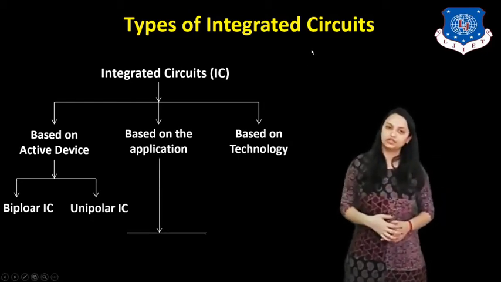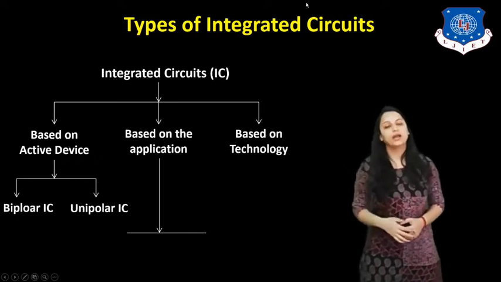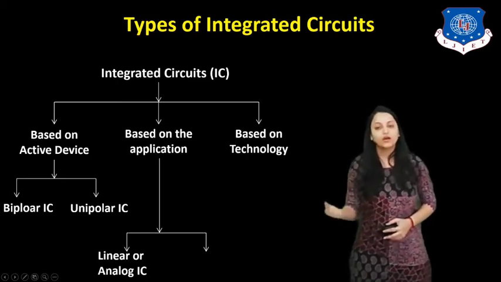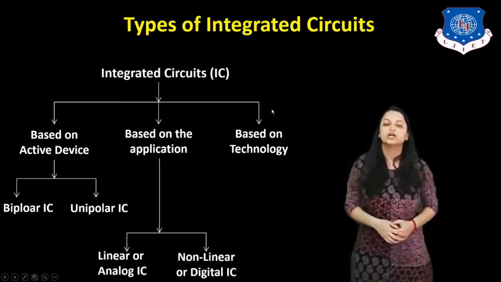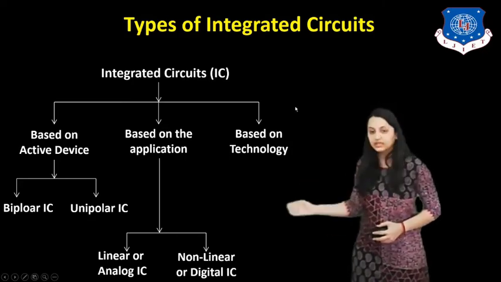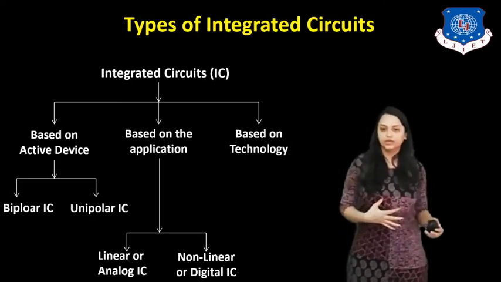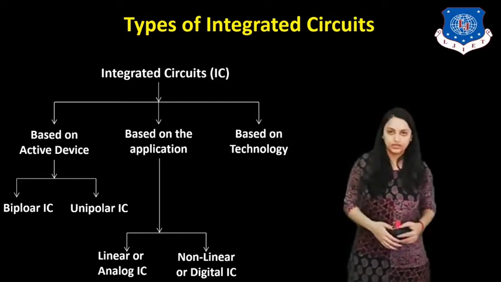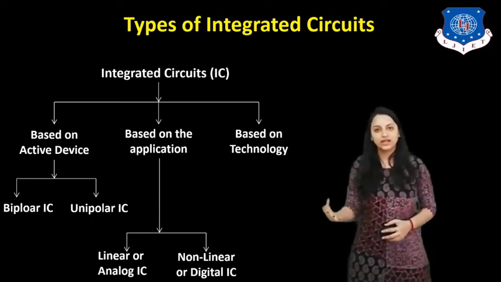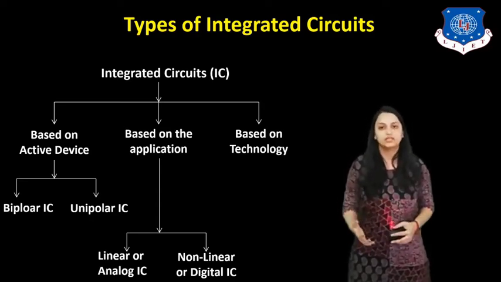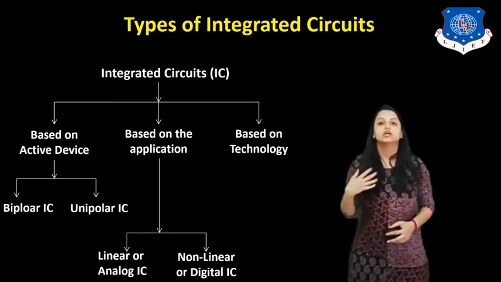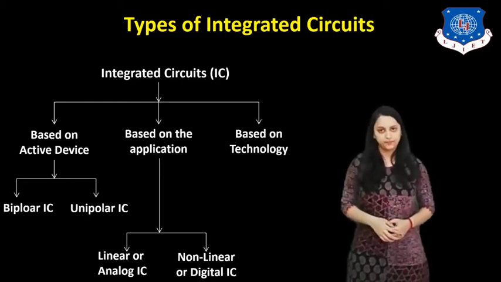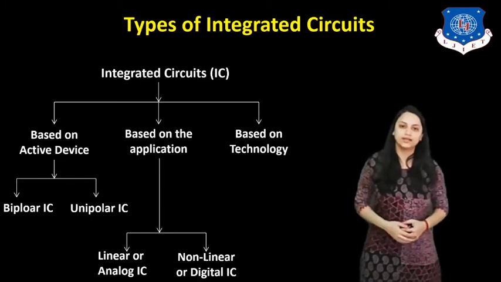Then, based on the application, there are two classifications of ICs. First one is linear or analog IC and the second one is non-linear or digital IC. That means in linear ICs we will have linear or analog components, and in non-linear ICs we will use digital components. In analog IC we will use resistors, inductors, op-amps, and in digital ICs we will use shift registers, logic gates or such digital devices. That is called digital IC or non-linear IC.